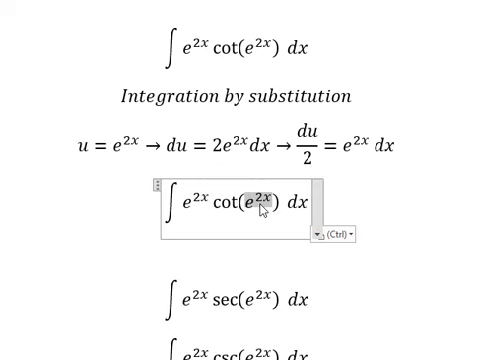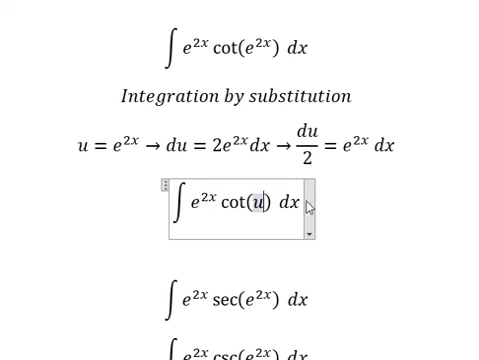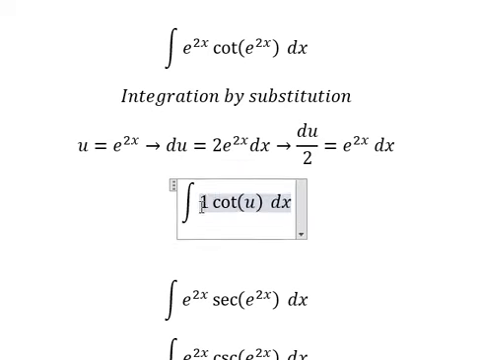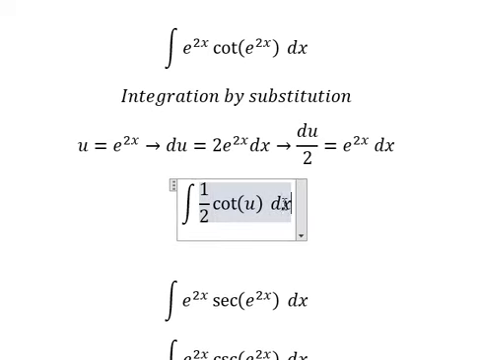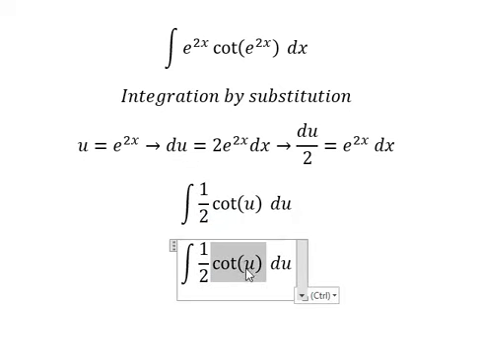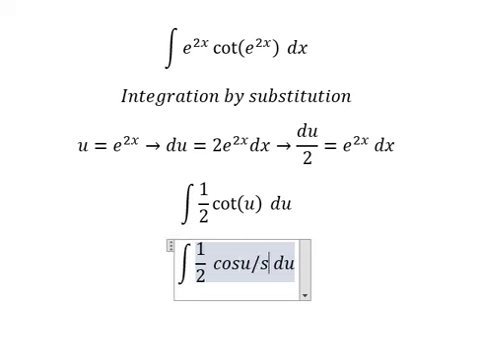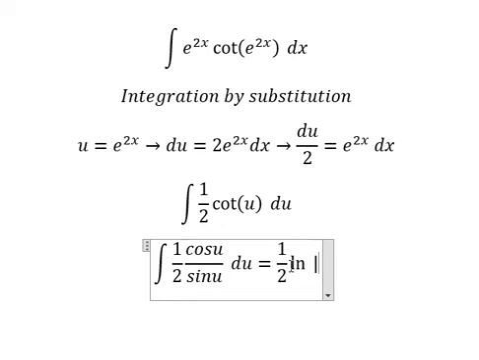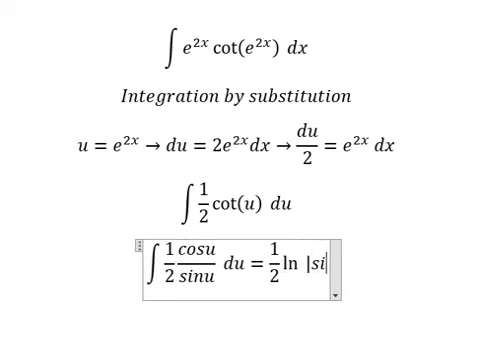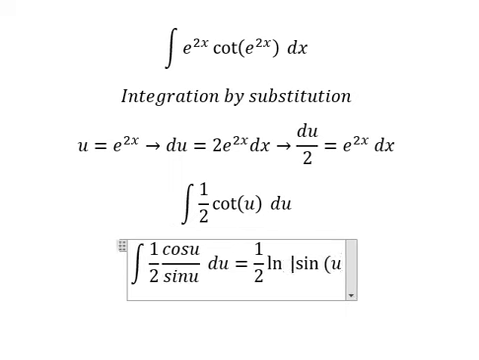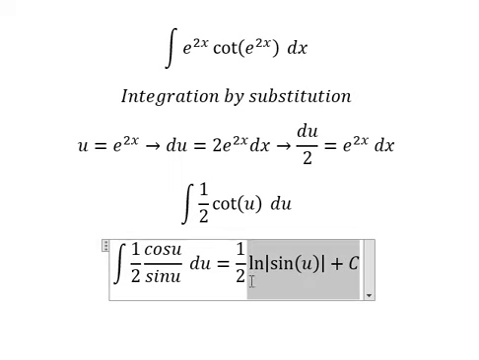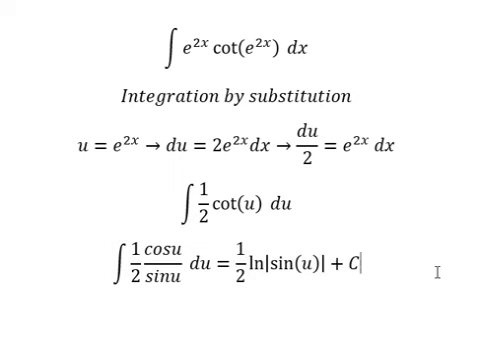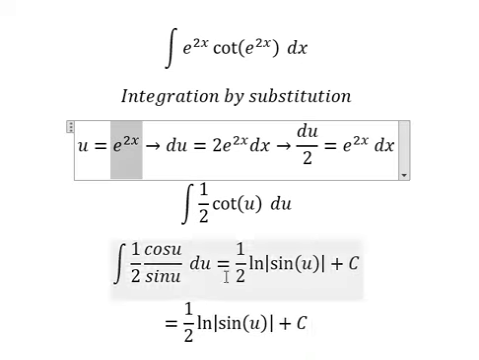This one we change for u. This one with the s we change for this one. So this one, that is cosine u over sine u. The integration of this one, that is ln of the absolute value of sine u. Then back to x, that is about this one.